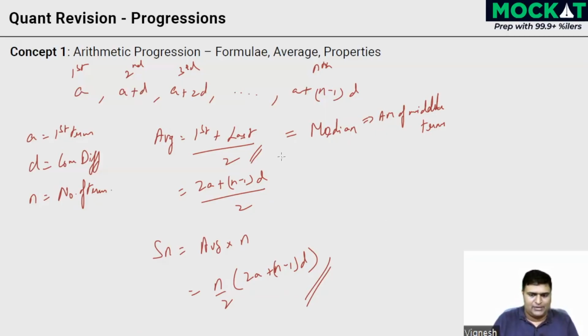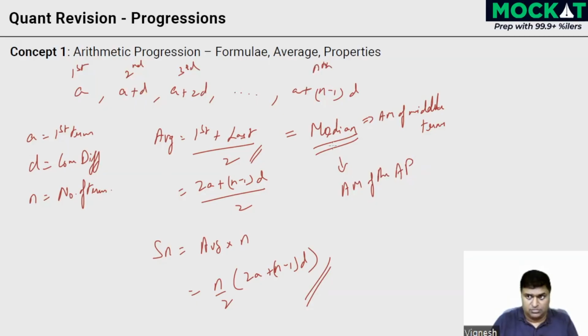And the other thing to note over here is the median is the arithmetic mean of an AP. The median, the middle term, is the AM of the AP, the arithmetic mean of the arithmetic progression. That's it.